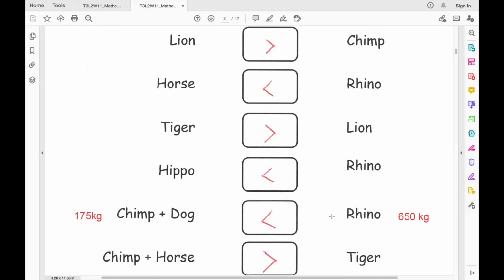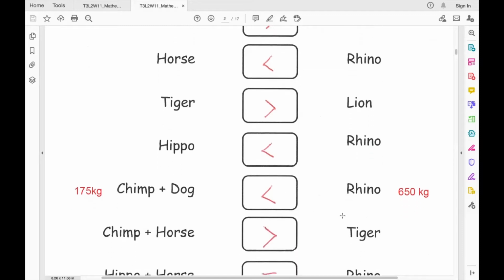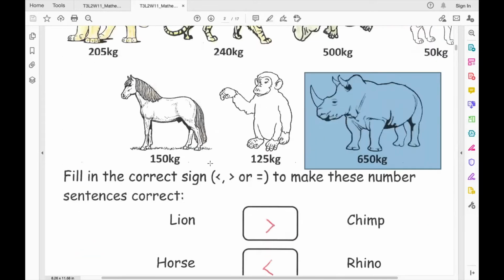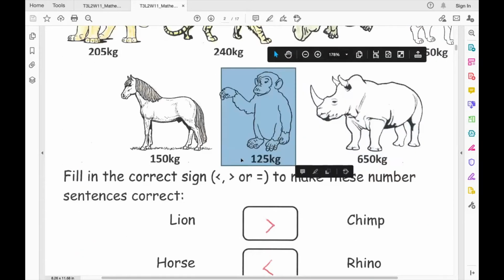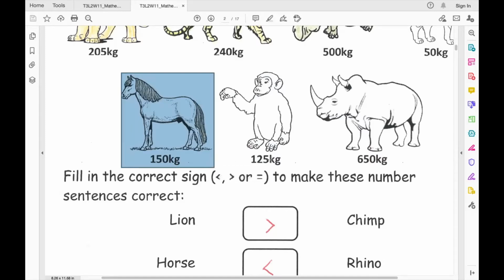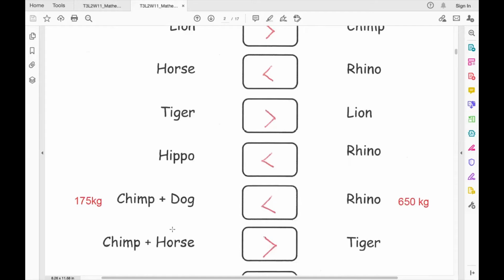Now, I've already done the chimp and the dog versus the lion. And let's do the chimp and the horse. So what do we get when we add those up? Well, when we add the chimp and the horse, the chimp is 125 kilograms plus the horse, which is 150 kilograms, we get 275 kilograms, the chimp and the horse.